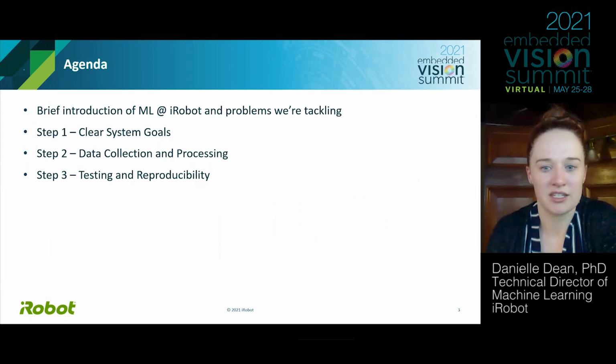So in today's talk, the agenda is I'm going to share a brief overview of an example problem we're tackling before going into 3 recommended steps to consider in optimizing ML systems for production, around creating clear system goals, tips around data collection and processing, and finally, focus around testing and reproducibility.